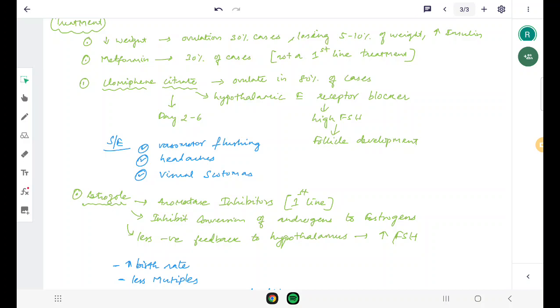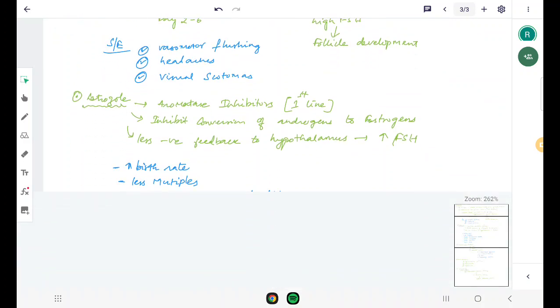And we have the drug called letrozole that can also be given. Letrozole is chosen as the first line treatment for PCOS. It comes under the class called aromatase inhibitors. They inhibit the conversion of androgens to estrogens, and also they have less negative feedback to the hypothalamus, so that there is an increase in the release of follicle stimulating hormone.